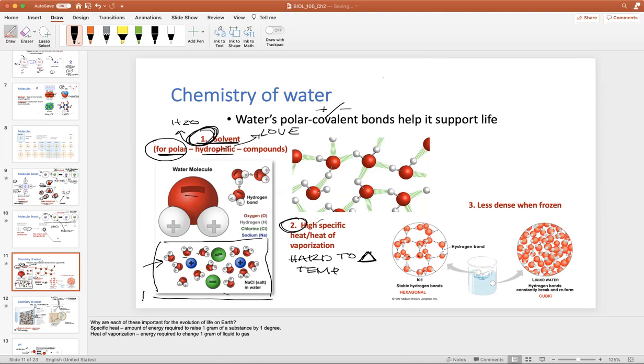So let's look down at our notes right here. All right, what do those terms mean? Specific heat is the amount of energy required to raise 1 gram of a substance by 1 degree. Heat of vaporization is the energy required to change 1 gram of a liquid to a gas. So both of these refer to the ability to change the temperature of water.